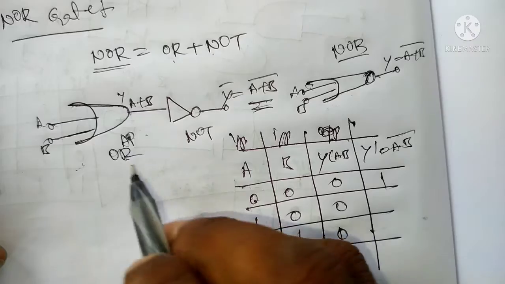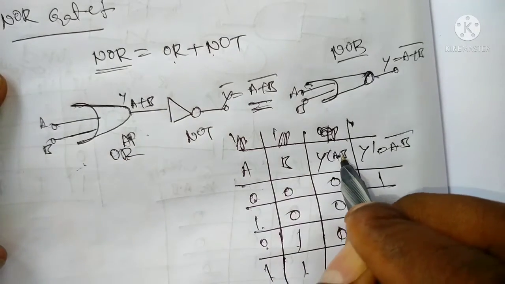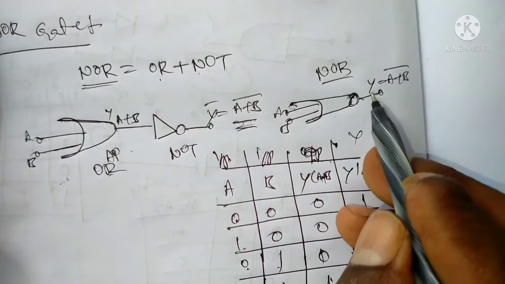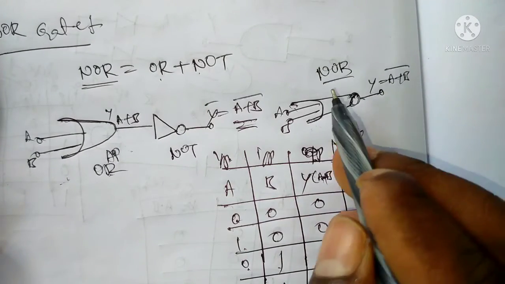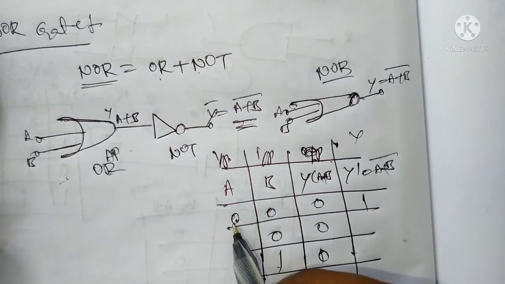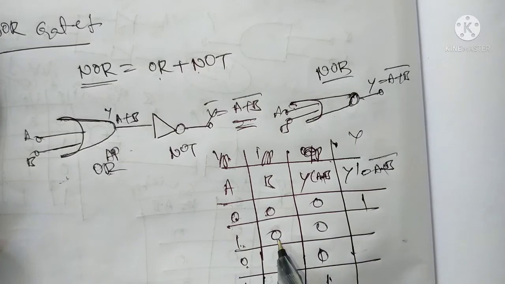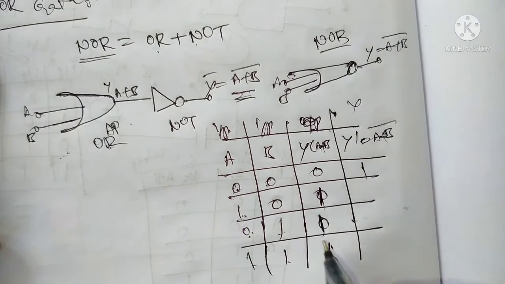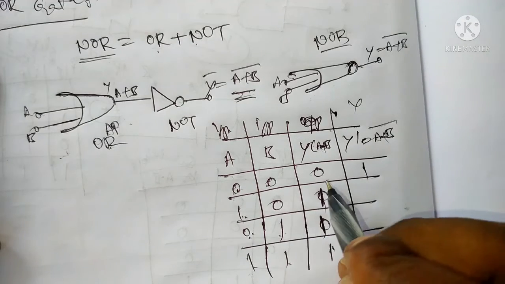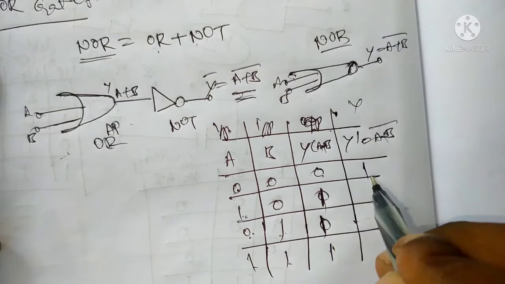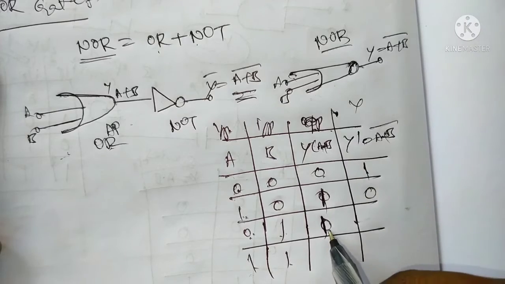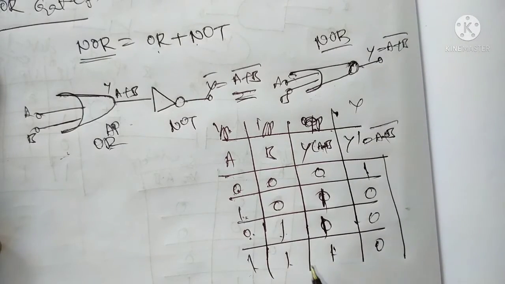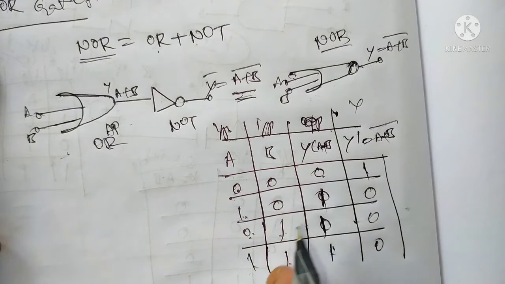The NOR gate is OR means plus, like NOT plus, it is a plus. Y is equal to A plus B, whole bar. Here A plus B means 0 plus 0 is 0, 0 plus 1 is 1, 1 plus 0 is 1, 1 plus 1 is 1. Okay, 0 bar means 1, 1 bar means 0, 1 bar means 0, 1 bar means 0. That is what we get from the truth table.